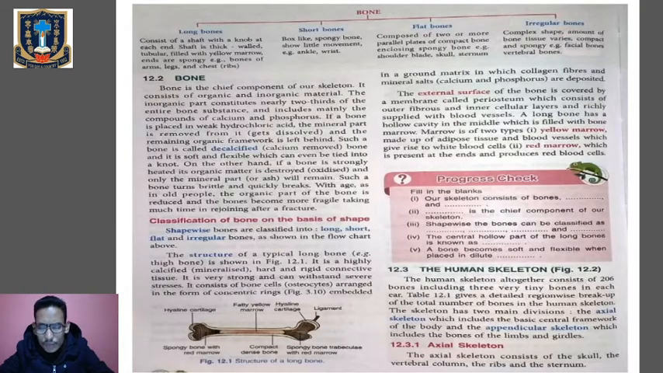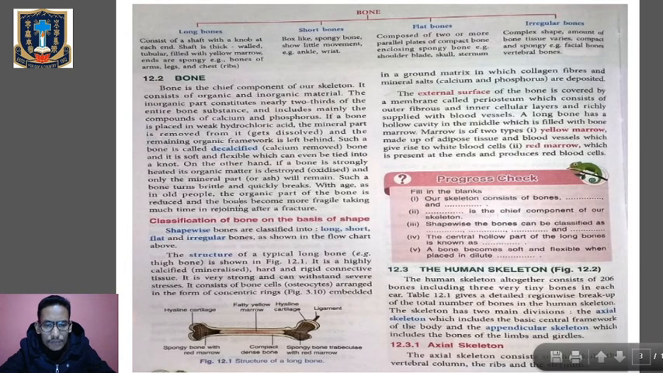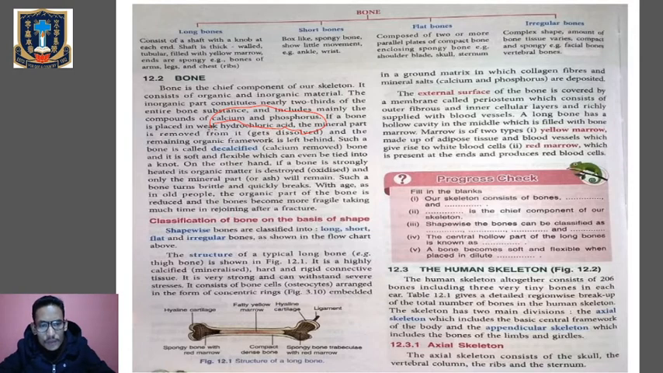First we will learn about the bones, which are the main component of our skeletal system and are mainly composed of organic material and inorganic material. The inorganic material is mainly composed of calcium and phosphorus. Nearly 2/3 of the entire bone is composed of this inorganic material, mainly calcium and phosphorus.